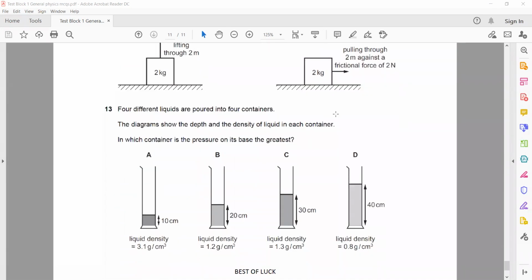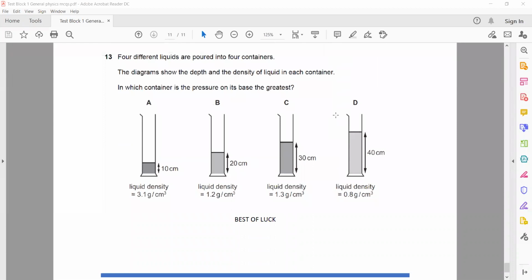There are 4 containers. The diagram shows the depth and density of liquid in each container. In which container is the pressure at the base greatest? As we know, the pressure exerted by a liquid is equal to density multiplied by gravity multiplied by depth. Gravity is constant, so the pressure depends on the product of density and depth. So which one gives the highest product of density and depth?